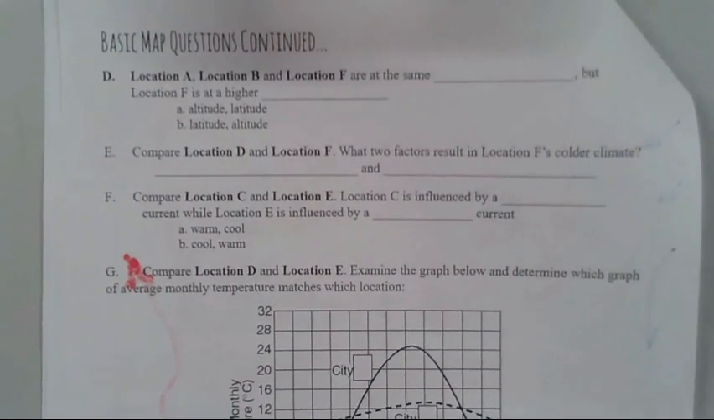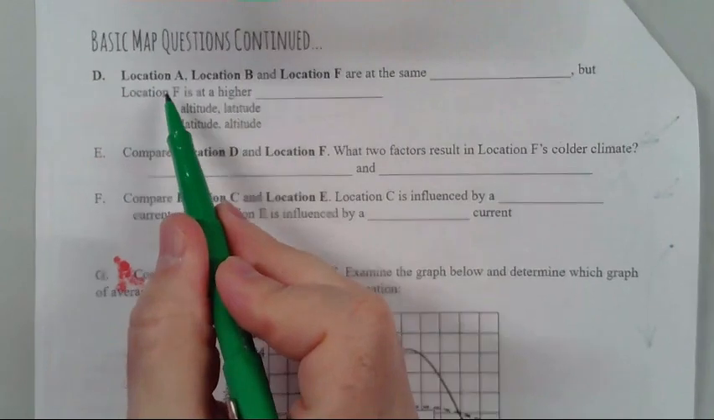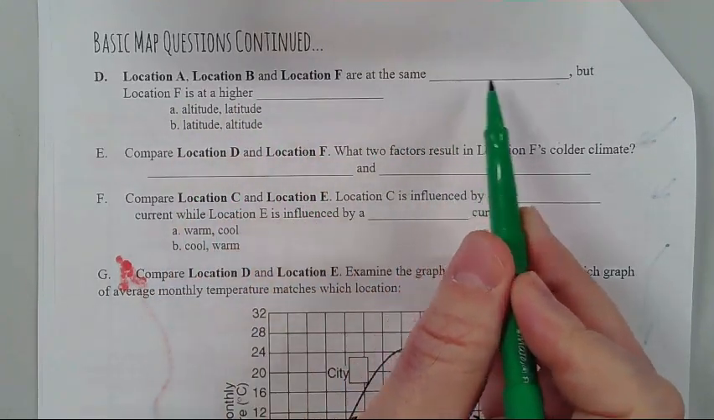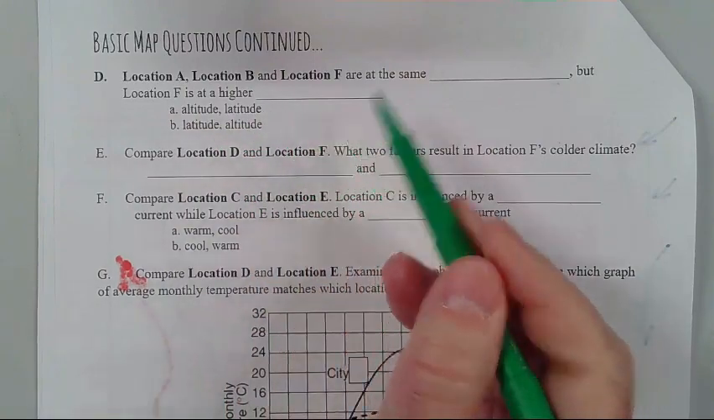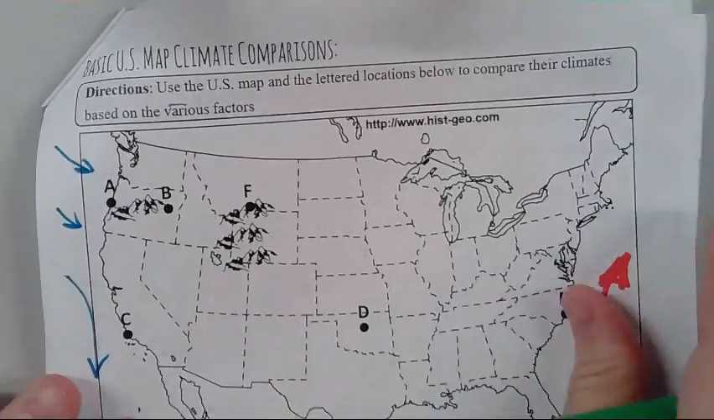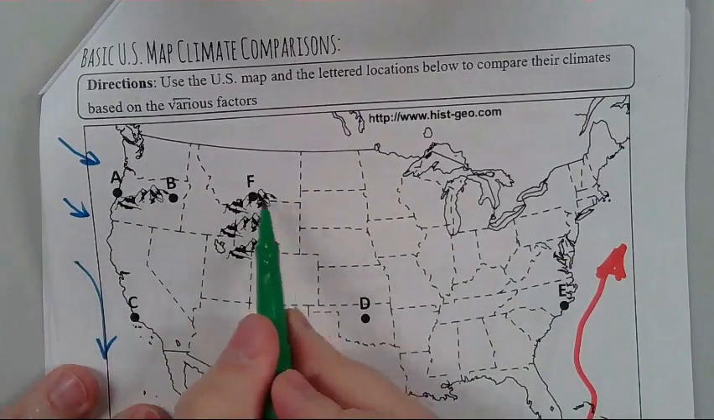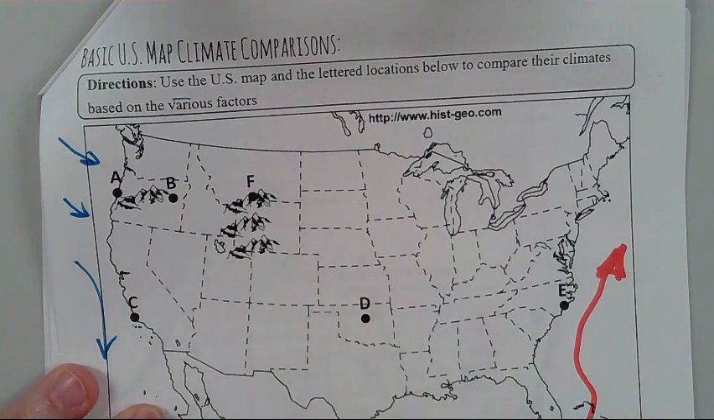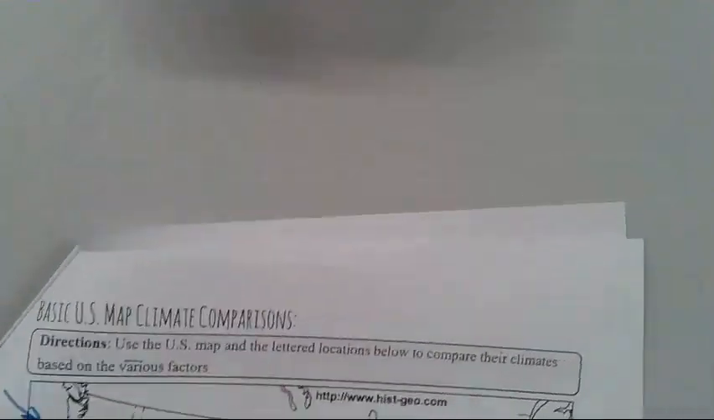The last page in this section has you compare locations A, B, and F. They're at the same what, but F is at a higher what. Okay. A, B, and F. Okay, they're all approximately the same latitude. Letter F is shown at the top of a mountain.